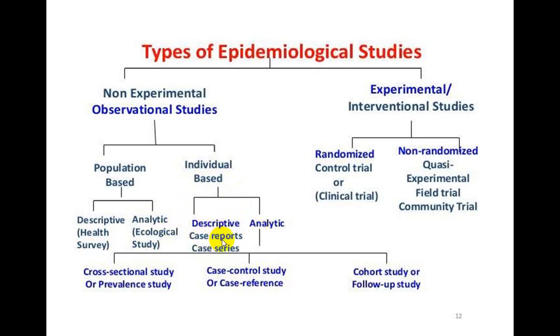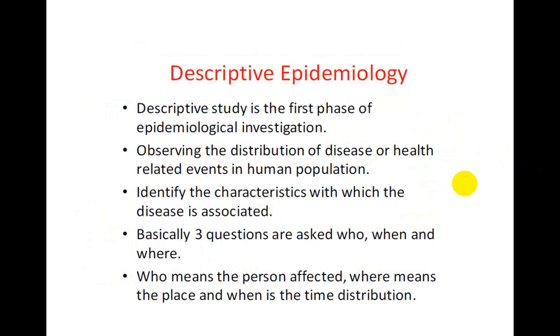Descriptive study means case reports or case series, while analytical studies are further divided into 3 parts: cross-sectional study or prevalence study, case control study or case reference study, and the third is the cohort study. Cohort means population study or follow-up study. While experimental or interventional studies are further divided into 2 parts: randomized controlled trial or clinical trial study, and the other one is the non-randomized, quasi-experimental field trial or community trial study.